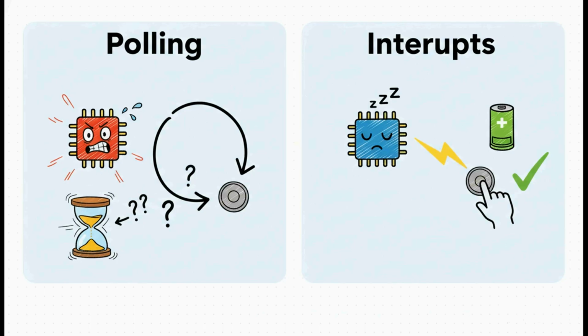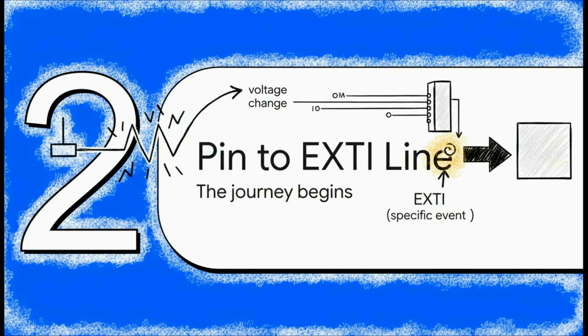Now look at the interrupt approach on the right. Here, the CPU can just go to sleep. It enters a low-power mode, totally relaxed, until bam, the button press happens. That hardware event physically forces the CPU to wake up and pay attention. It's way more efficient, and it guarantees you won't miss a thing. Okay, so interrupts are the way to go, but how does the hardware actually pull this off?